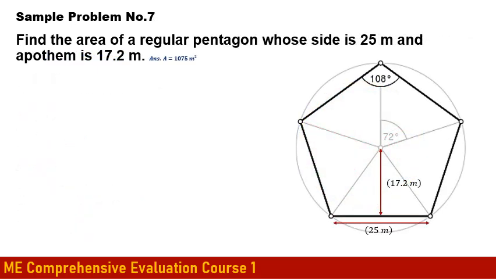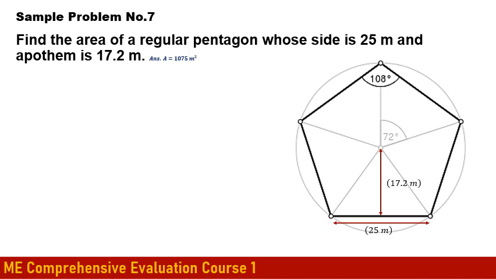Sample problem number 7. Find the area of a regular pentagon whose side is 25 meters and the apothem is 17.2 meters. So we have here the side. This is a pentagon. If you're going to look at it, this is the side here. The side is 25 meters. So each of these are equal since this is a regular pentagon.